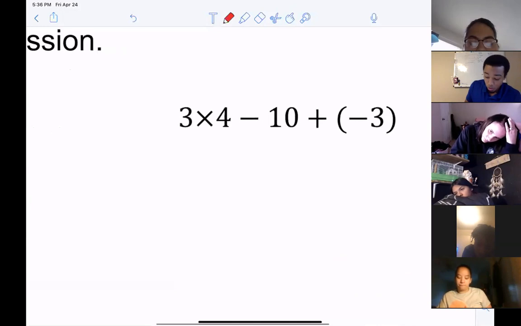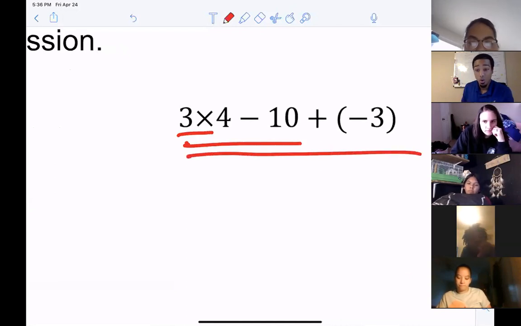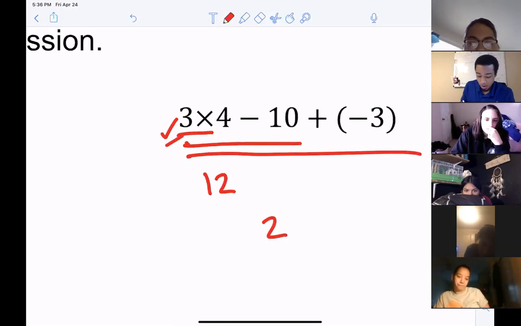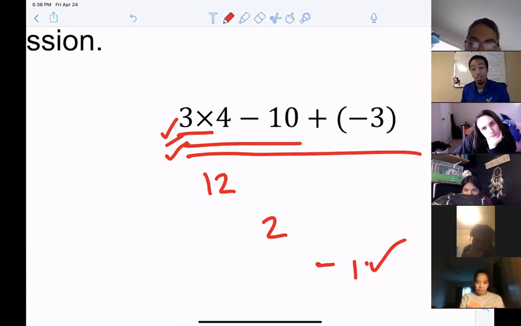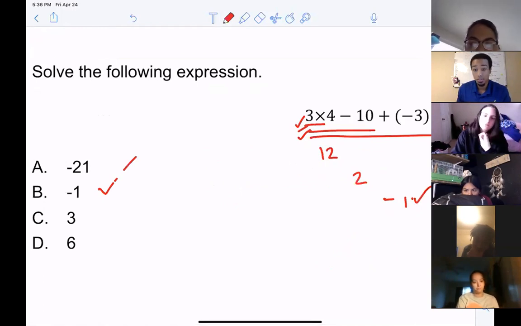When I'm going through this, in my head I'm saying, I see multiplication, then subtraction, then addition. That's the order. Locked in. 3 times 4, 12. Check. Then subtract 10, 2. Check. Then I add a -3, which is the same thing as subtracting 3. That'd be -1. Check. That's my answer. I know I'm right because I did the operations right, and I double check myself at every step. Boom, -1 is the answer.